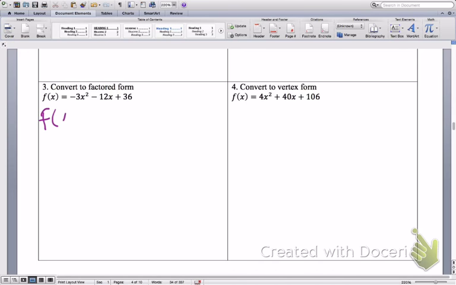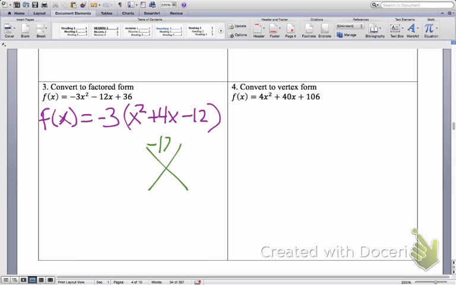So I'm going to do f of x. I notice all of these divide by -3, so I'm going to take out a -3 from here. So when I divide the first one by -3, I get x squared. Divide by -3, we're going to get positive 4x. Divide by -3, we get -12. I'm going to do my x factor for that middle section inside the parentheses only. So I'm going to do my x factor, -12 and 4.